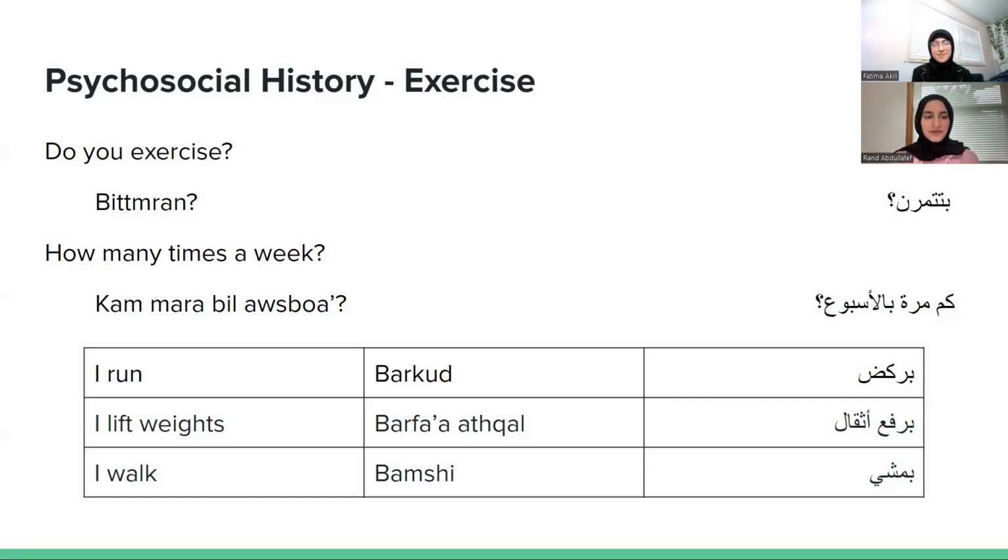And then they might run, lift weights, walk, or do other things. So if you're interested in learning more terms, just leave it down in the comments. So I run, بجري. I lift weights, برفع أثقال, and then I walk, بمشي.